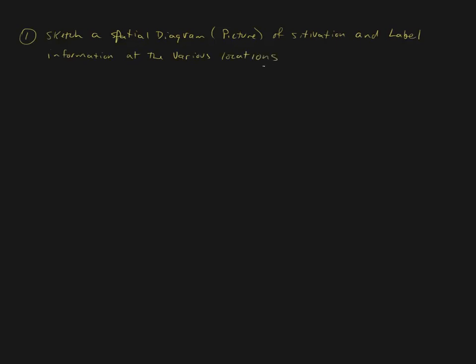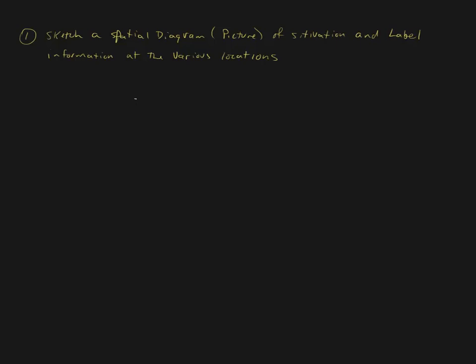And the first step is to sketch a spatial diagram of the situation and label the information at the various locations. This is going to be absolutely necessary in two-part problems or two object problems.